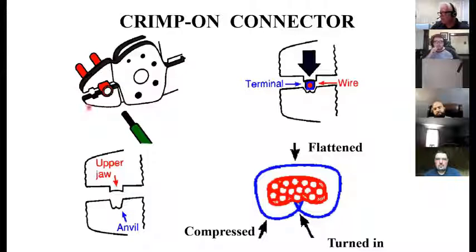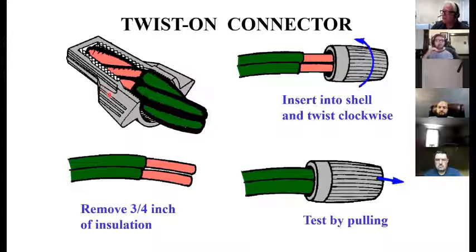Crimp-ons, if you've ever used the connectors, like there's spades and then there's rings, eyes and there's forks. You strip off a little bit of insulation and you stick the wire in there, and then you put it in a crimper and smash it down. Sometimes these are called wire nuts or Scotch locks. You've probably used these. They package them with ceiling fans and light fixtures and things like that.